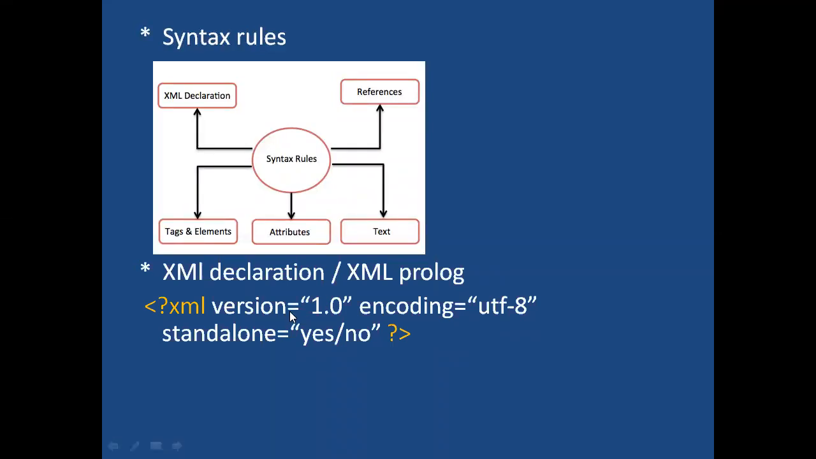There are three parameters, as you can see: version, encoding, and standalone. Version specifies the version of the standard used. Encoding defines the character encoding used in the document. UTF-8 is the default encoding used.